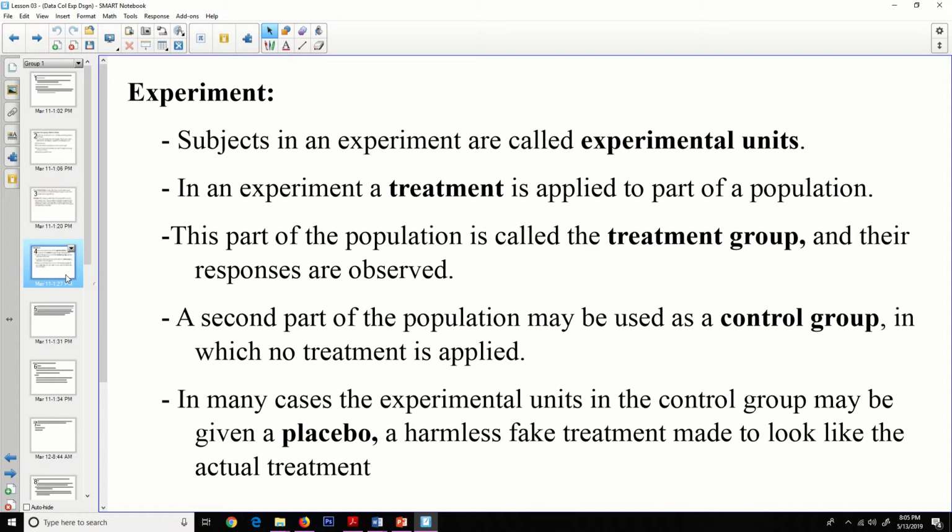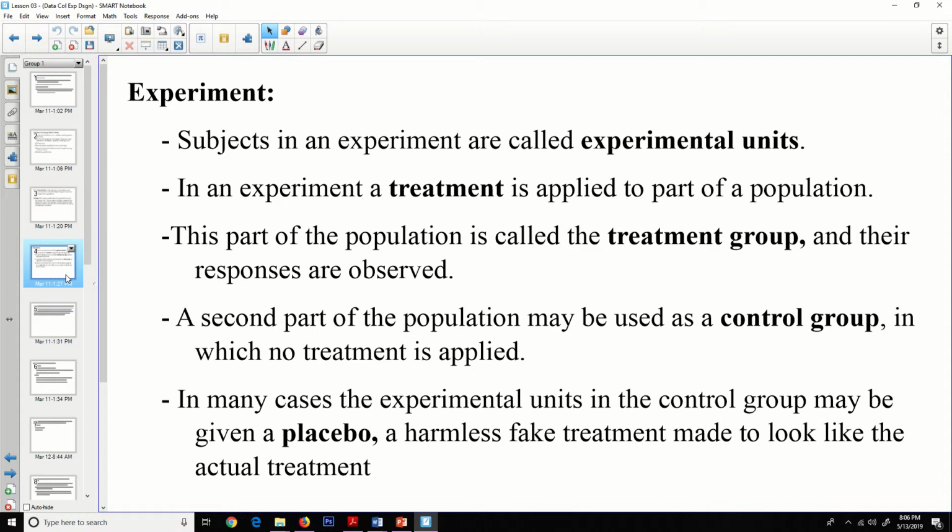The part of the population that gets the treatment is called the treatment group, and their responses are observed. The second part of the population may be used as a control group in which no treatment is applied. In many cases though, the experimental units in the control group may be given a placebo, just to give them the thought that they might also be getting whatever treatment that is.